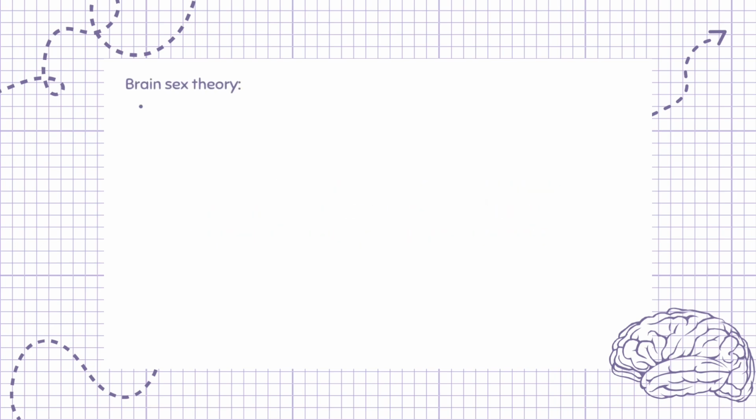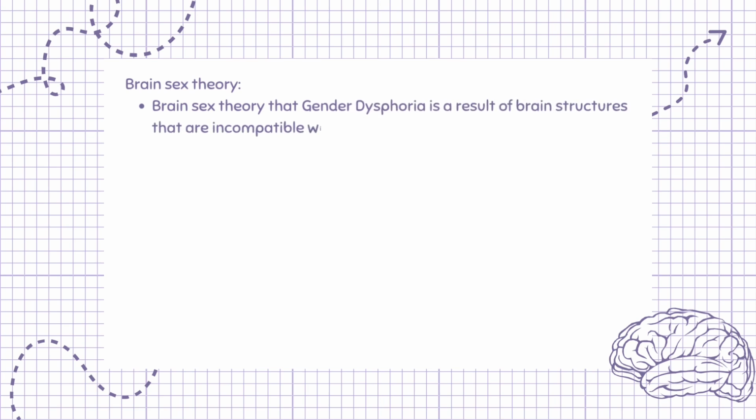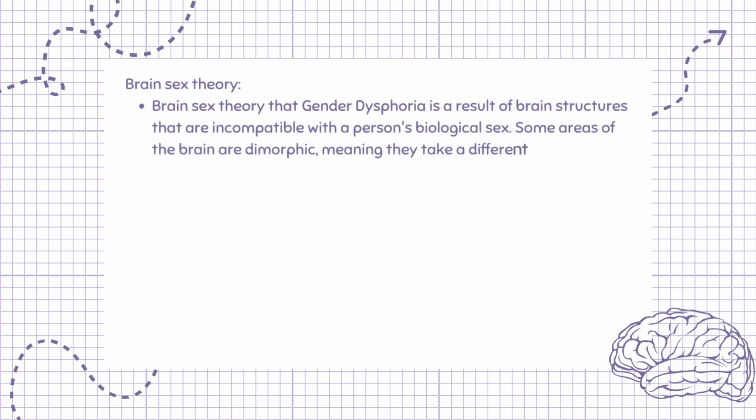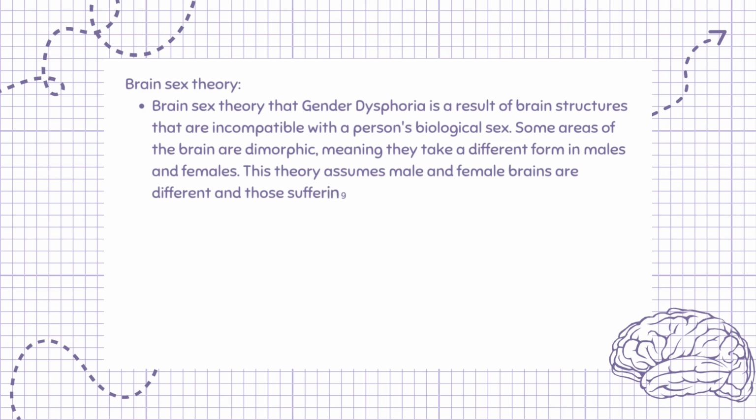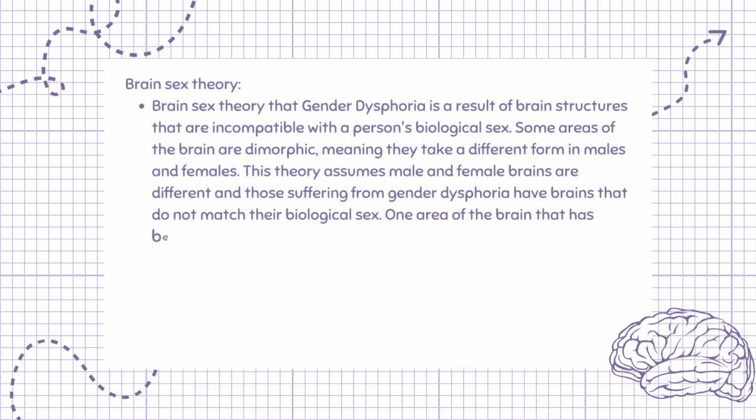Brain sex theory. Brain sex theory states that gender dysphoria is a result of brain structures that are incompatible with a person's biological sex. Some areas of the brain are dimorphic, meaning they take a different form in males and females. This theory assumes male and female brains are different, and those suffering from gender dysphoria have brains that do not match their biological sex. One area of the brain that has been studied is the bed nucleus of the stria terminalis, BSTc, which is located in the thalamus.